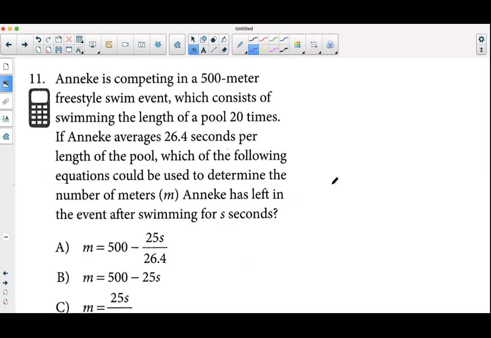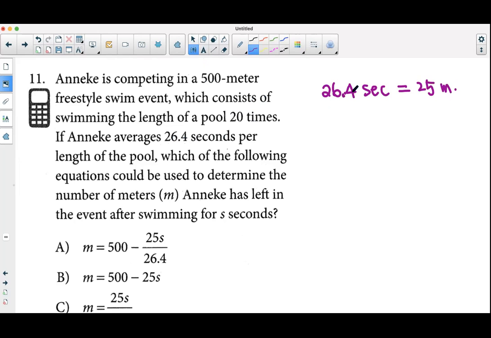All right, guys. So 26.4 seconds per length of the pool. If you think about it, 26.4 seconds is equal to how many meters? It's one length. That means 500 divided by 20, which is 25 meters. Is that clear, guys? So this person travels 25 meters in 26.4 seconds.